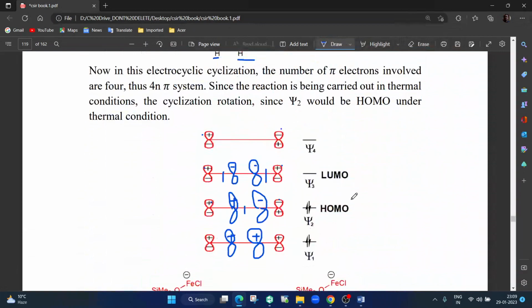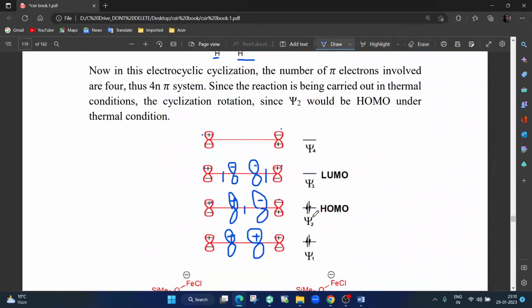Now what we have to consider is when we are thinking about the ground state, that is under thermal condition. In thermal condition you have to consider the molecular orbital in ground state. So this is the orbital which has electrons and has highest energy, so that will interact. But if it was photochemical condition, then what happens? One of the electrons would have shifted here, would have been excited and come here. Now this orbital has the electron and has highest energy, so it is the LUMO that would have interacted, which becomes HOMO at that time.